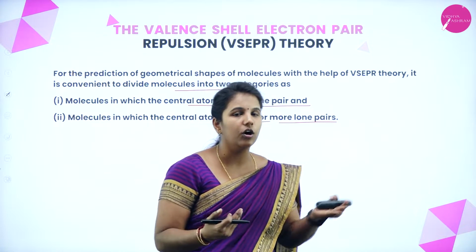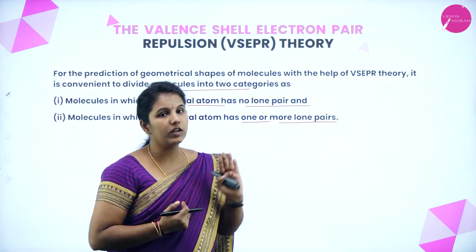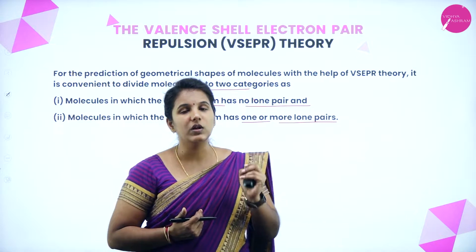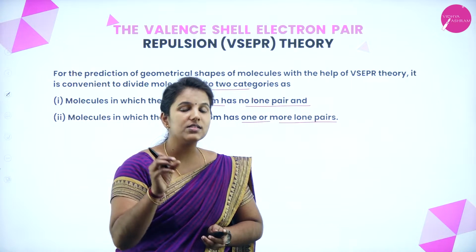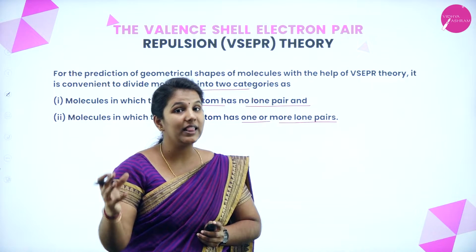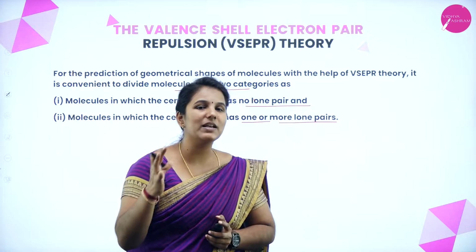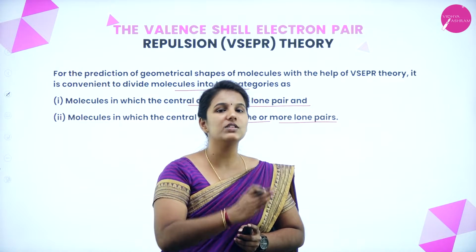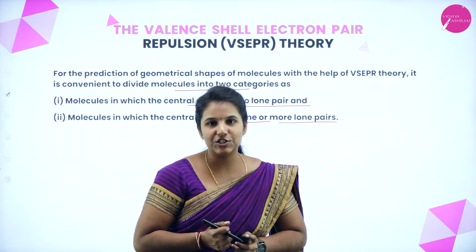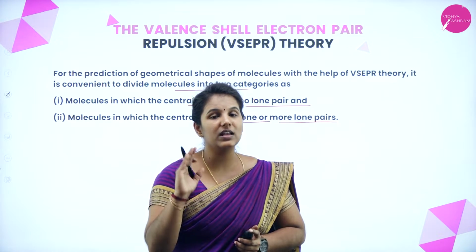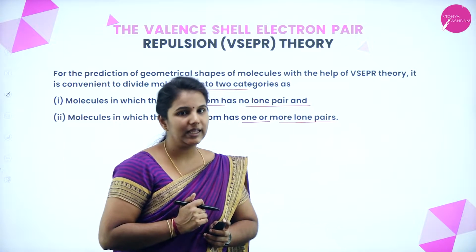Based on that, we can predict the shape of the given molecule based upon VSEPR theory. Hence, it is known as valence shell electron pair theory. This theory is mainly based on what? The number of electrons present in its outermost shell, or the valence shell. Hence, it is named valence shell electron pair theory.